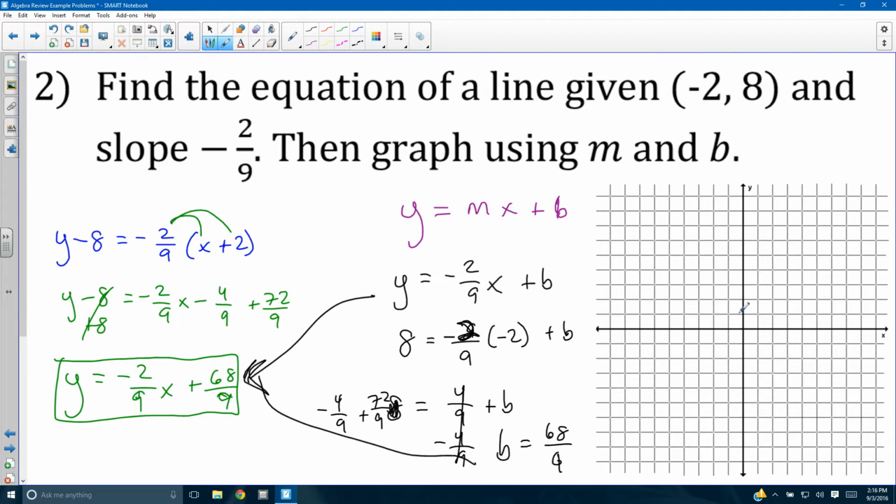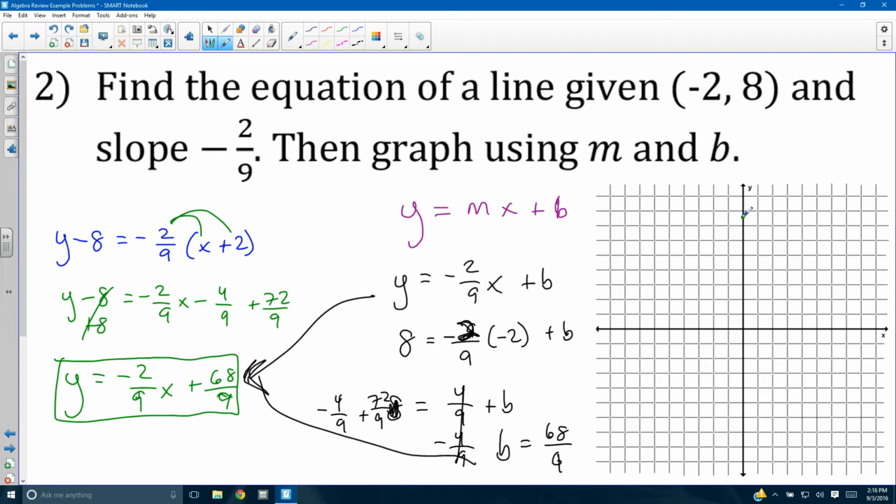So let's go up to 68/9. Now, what is that number? Well, 63 over 9 is 7. 72 over 9 is 8. So it's going to be between the numbers 7 and 8, almost right down the middle. 5/9 of the way up from there. 6, 7, and boom. About halfway up, just a little bit more than halfway up right there.